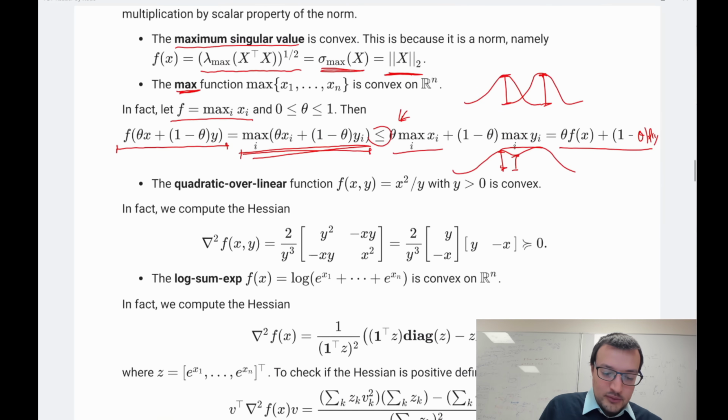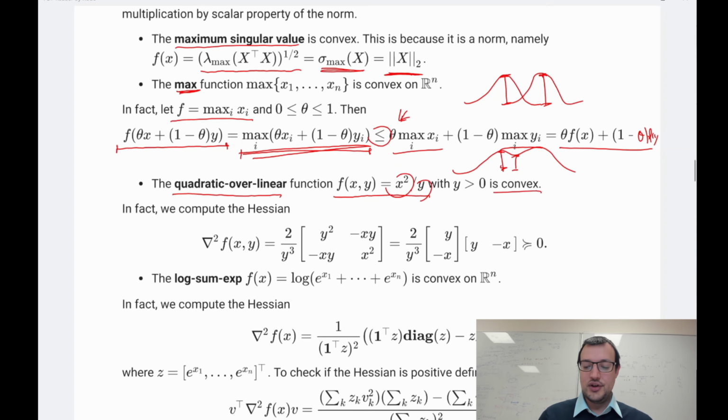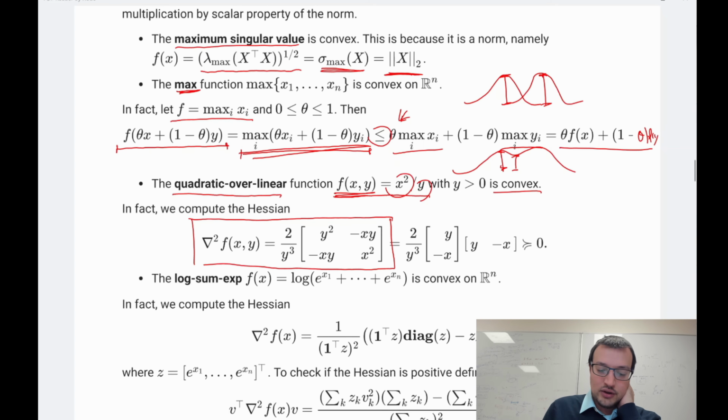Let's look at another example, which is a quadratic-over-linear function, a function of the type x squared divided by y. So x squared is quadratic, y is linear, and this is convex. This can be shown using the second order test, the Hessian test. We compute the Hessian of f of x and y. You can do the computation as an exercise, and you are going to end up with this expression. Now the trick is to recognize that this matrix can be written as the product of these two vectors, and this proves that it is going to be positive semi-definite.